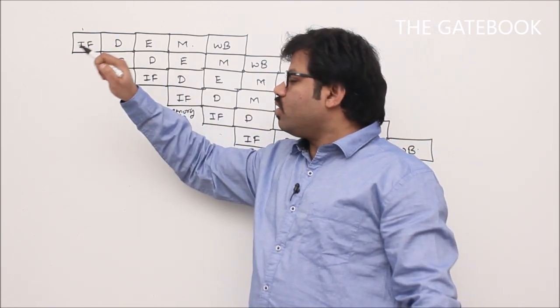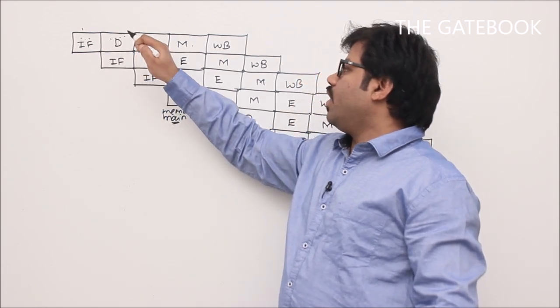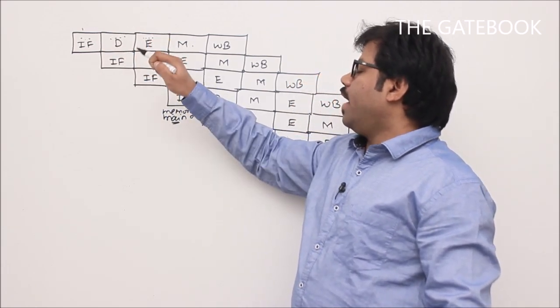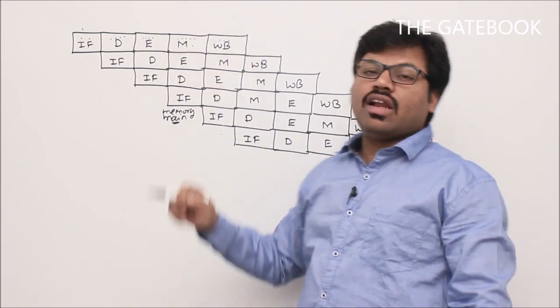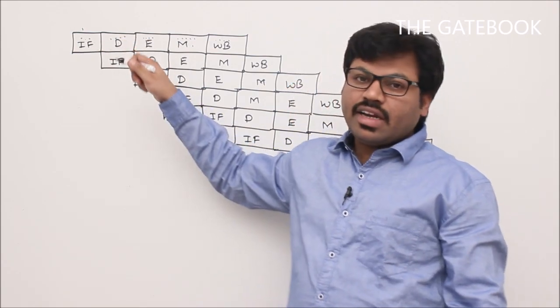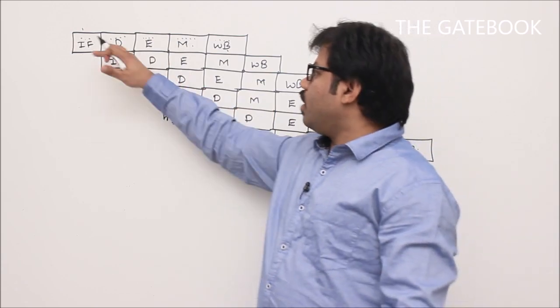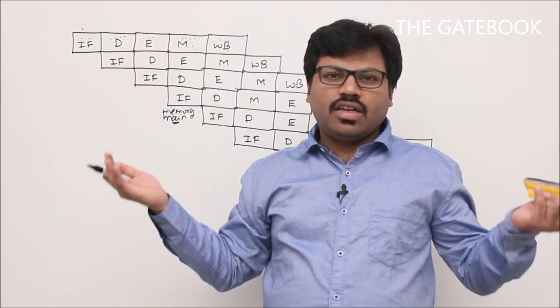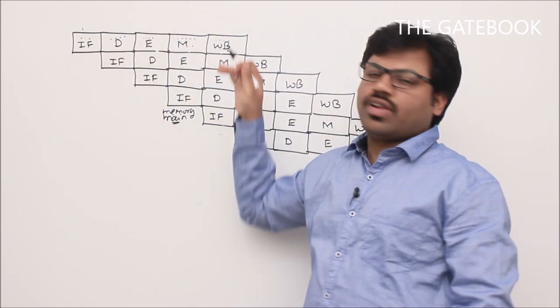So what I want to say finally is that the instruction fetch hardware, decoding hardware, execution hardware, memory access hardware and write back hardware are all separate. Instruction fetch does not require any hardware related to write back. So there is no dependency, all are independent. That means at a time you can make all these things work.